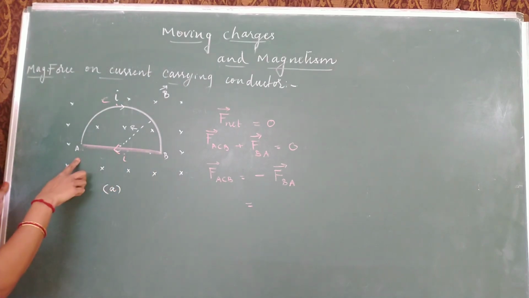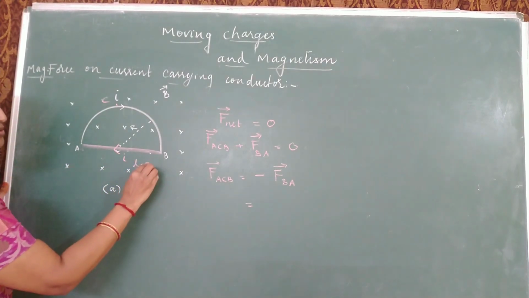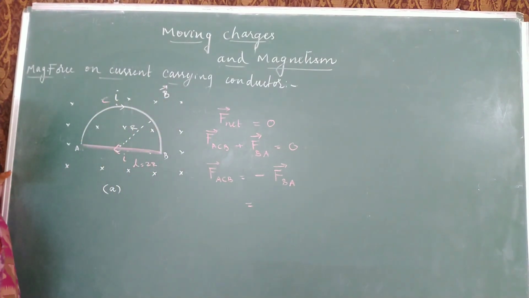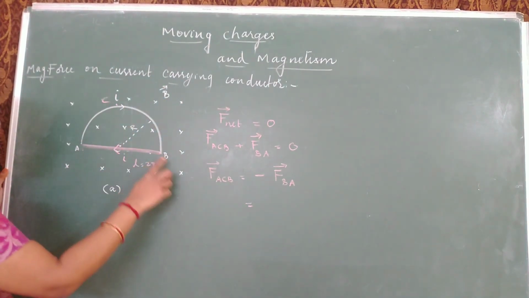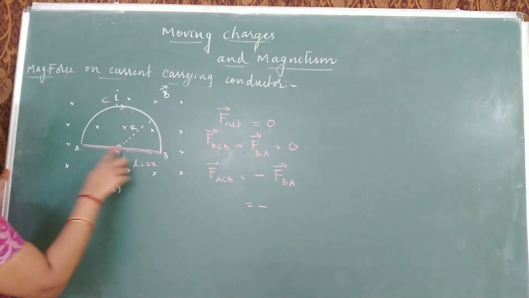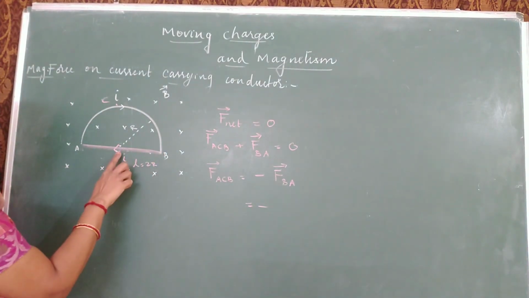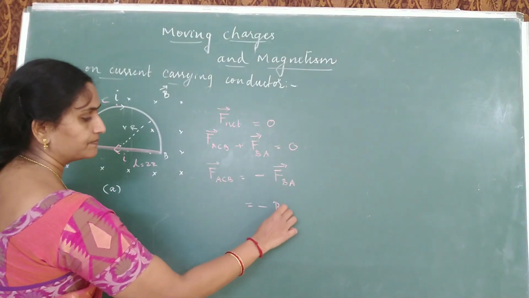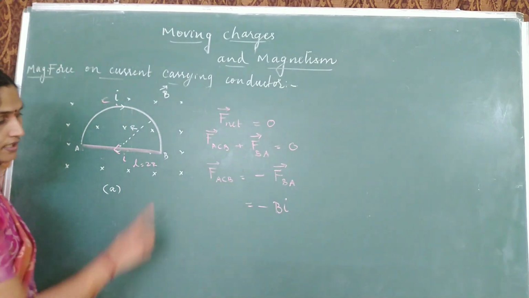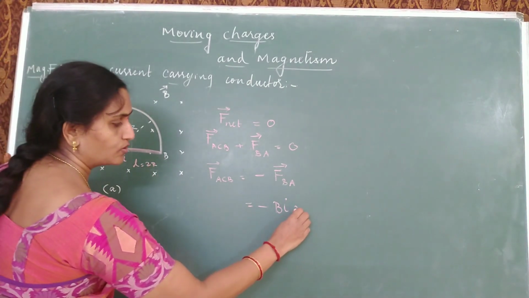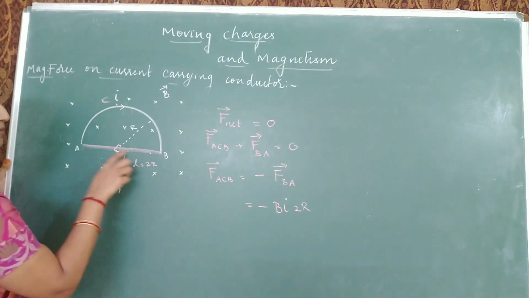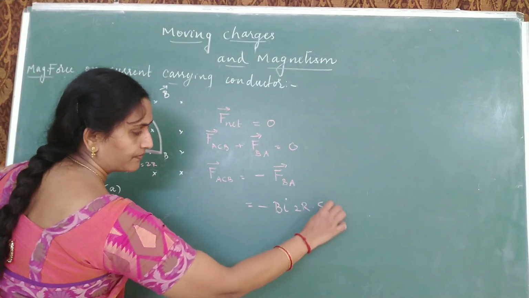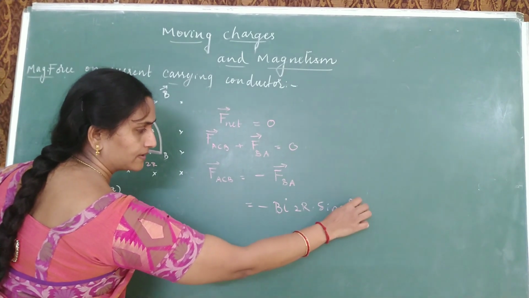It is a straight current carrying conductor whose length is 2r. Current is I, kept in a magnetic field capital B. So identify the force, minus of, I'll identify the direction later. First I'll write the magnitude, B into I into L. Magnetic field is B, carrying a current I. Length of this conductor is 2r, and the angle between L and B is 90. Sin 90 is anyway equal to 1.